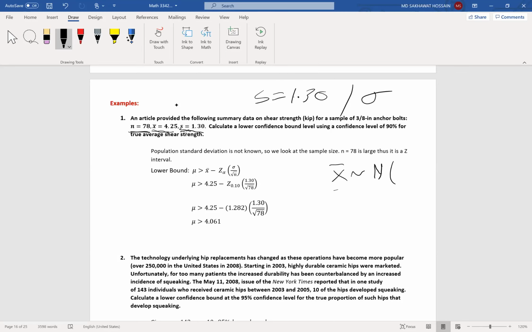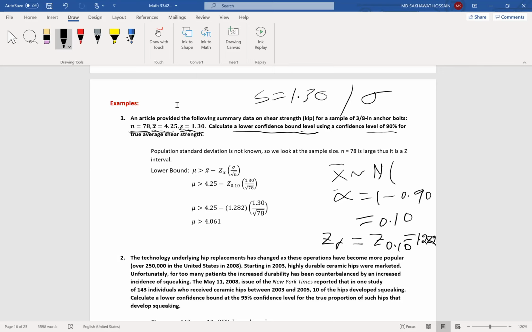So we have to calculate the lower confidence bound, and the confidence level is 90%. So alpha will be 1 minus 0.90, so it will be 0.10. You have to find Z alpha because this is a one-sided confidence interval. So that means 0.10, and you can use the calculator or use the table to get the value of Z alpha, which is 1.282.